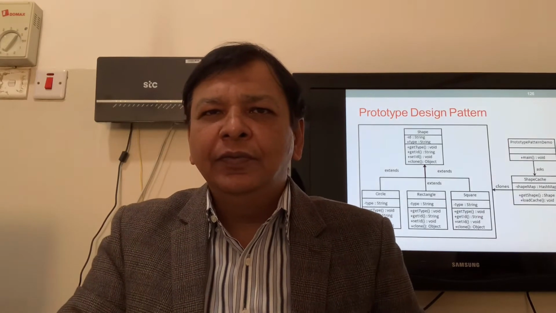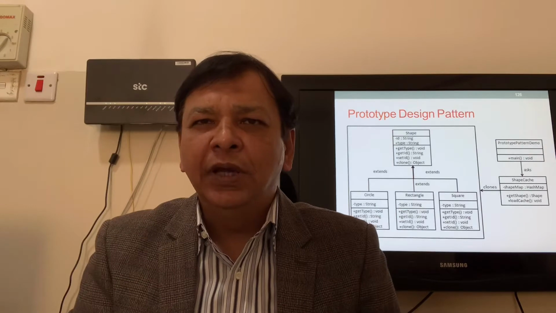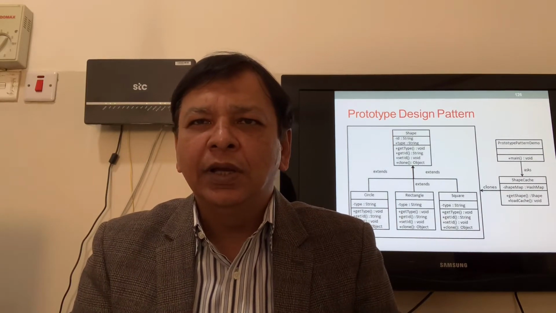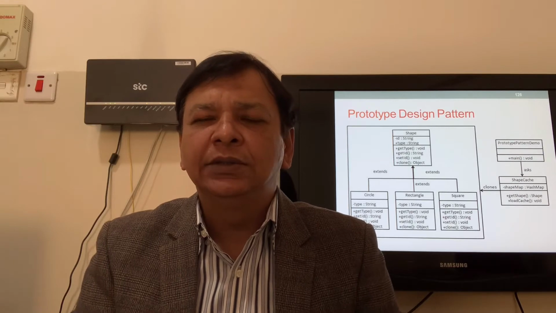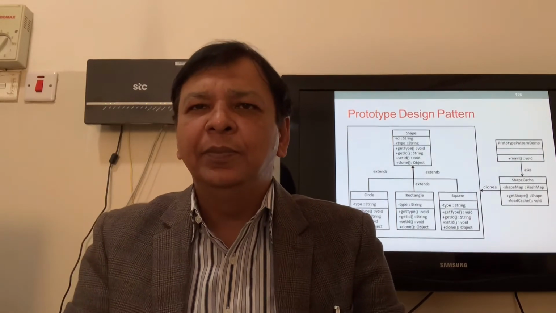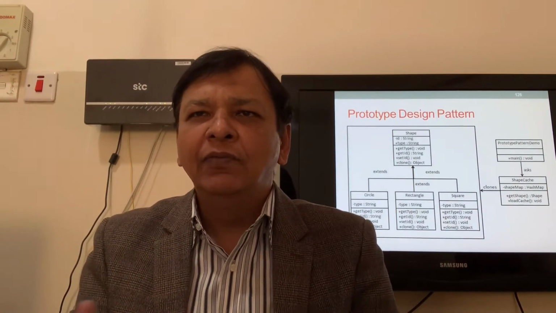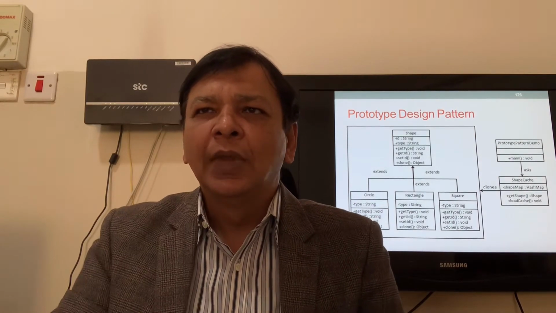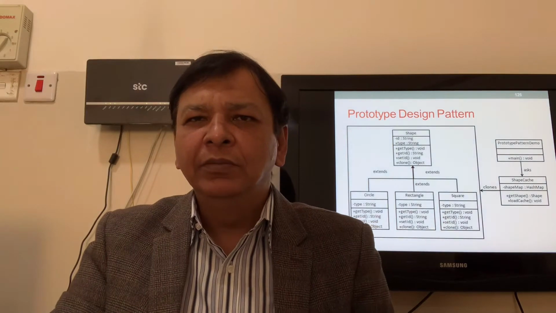So let's look at the UML. We have Shape, which is an abstract class, and Circle, Rectangle, and Square are the three concrete classes which are extending the Shape abstract class. And we have ShapeCache that is used to clone the objects. And then we have the prototype pattern main demo.